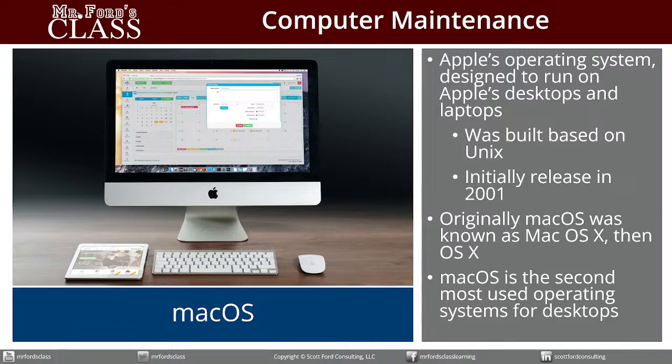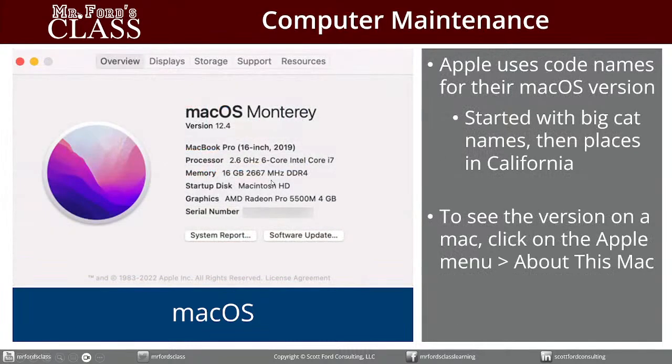Mac OS, this is a proprietary operating system designed to run on Apple computers. Apple desktops and laptops was built based off of something called Unix. Unix is the granddaddy of operating systems. Mac OS 10 was originally released in 2001. Mac OS was originally known as Mac OS 10, then OS 10. Mac OS is the second most used operating system for desktops.